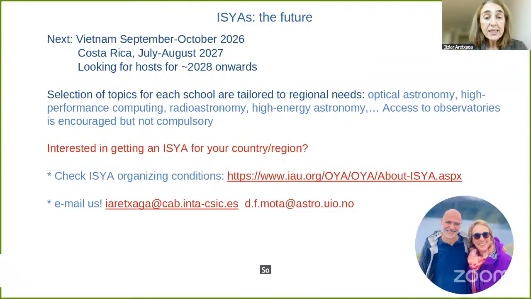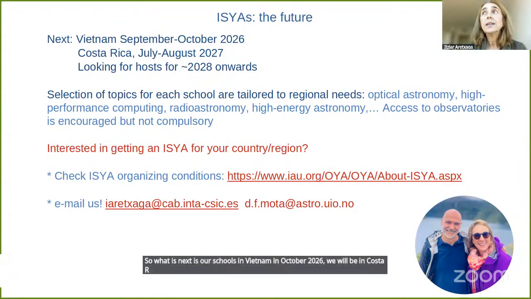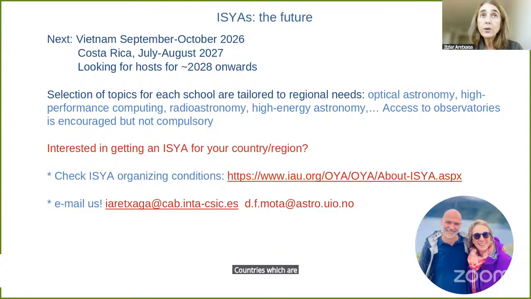So what is next is our schools in Vietnam in October 2026. We will be in Costa Rica in 2027. We still do not have formal hosts approved for 2028 onwards, so we are very much looking for countries which are interested in hosting one of these schools.